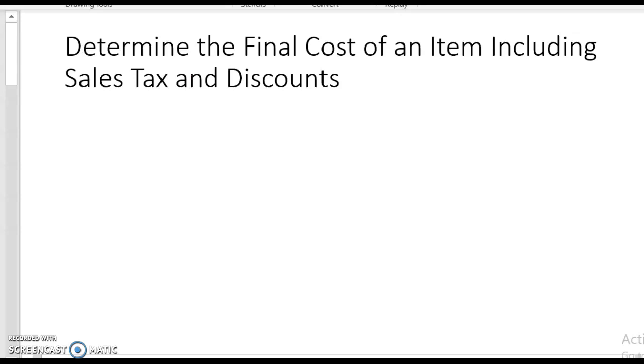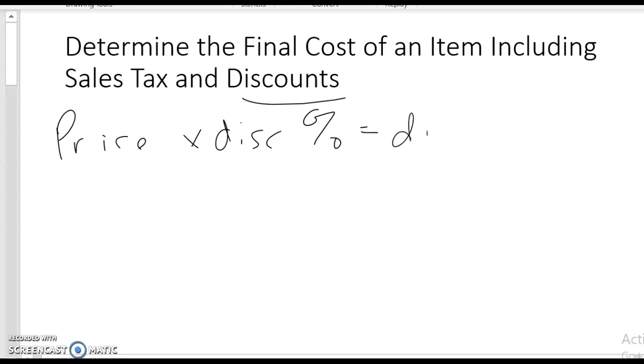All right, in this video, we are going to determine the final cost of an item, including sales tax and discount. So before we jump into a problem, let's talk about these pieces. Think about the discount, because the discount is applied first. How do we figure out the discount amount? If we take the price of an item and multiply by the discount percentage, that's going to give us the discount amount. So the original price of the item times the percent of the discount gives us the amount of discount.